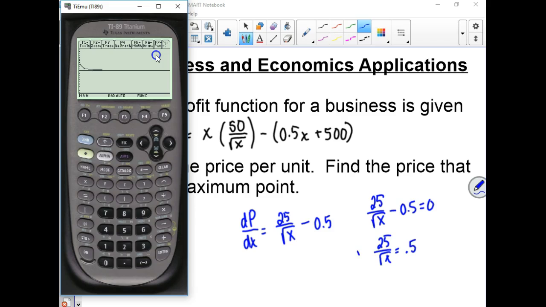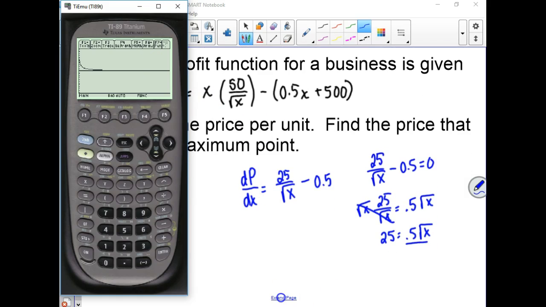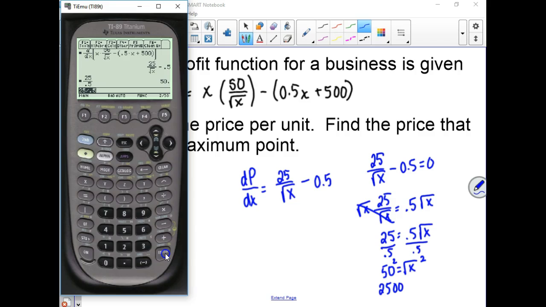We would multiply both sides by the square root of x. So 25 equals 0.5 square root of x. We would divide by 0.5. So it's going to give us 50. And then we'll have to square both sides, so we get 2,500 equals x.